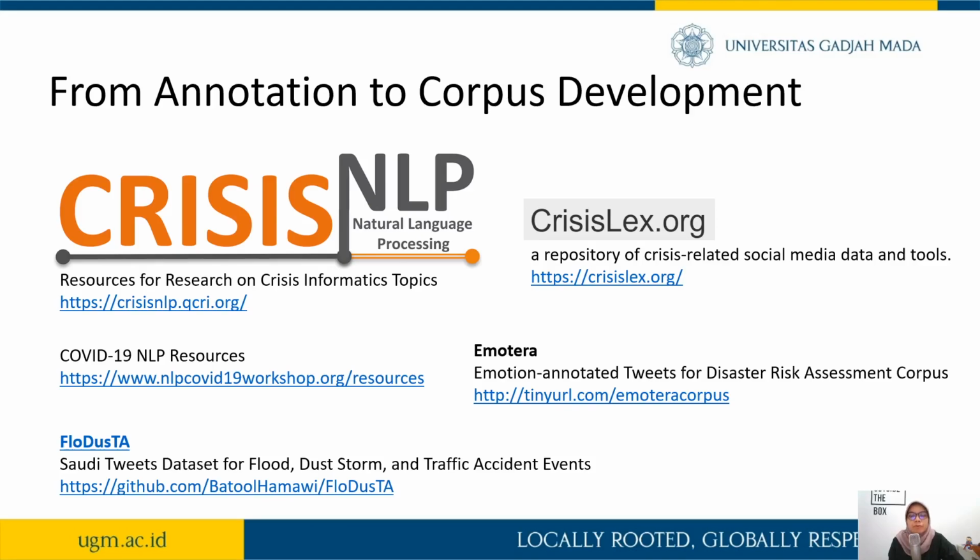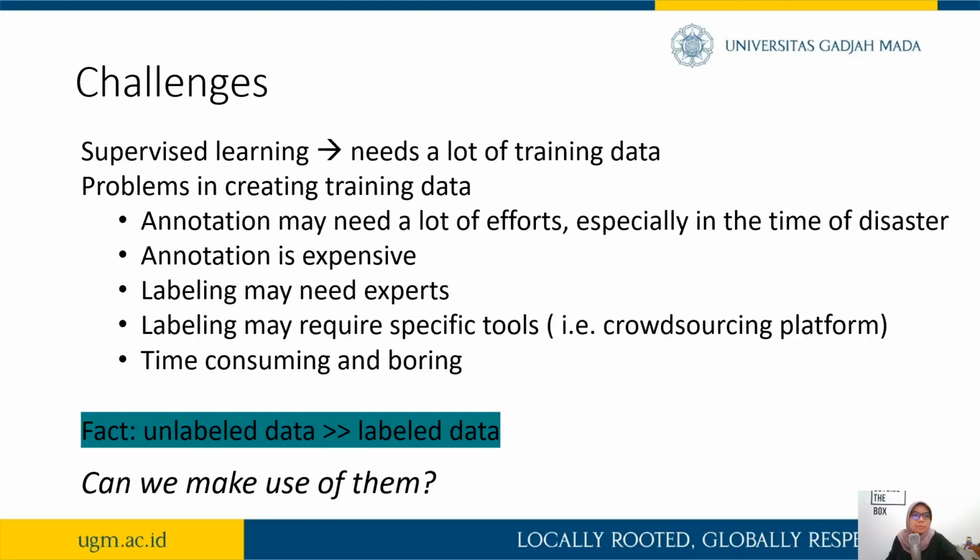And also some other corpora that were produced after the research work. All right, but the challenge here is, you can see that most of the work that has been conducted usually uses supervised learning, and we already know that supervised learning needs a lot of training data. So there is a problem here in creating training data. First, annotation may need a lot of effort, especially in disaster time.